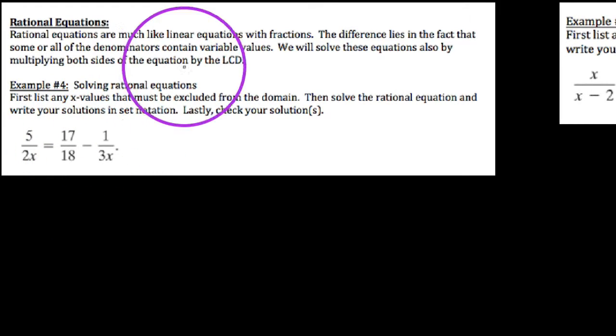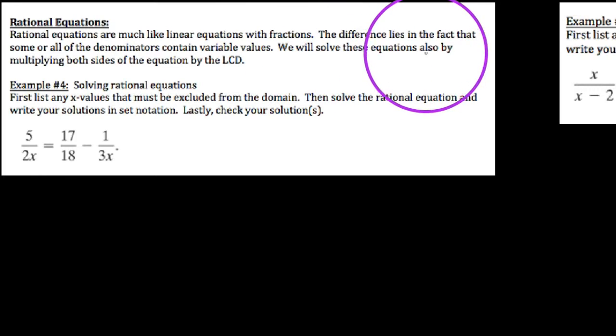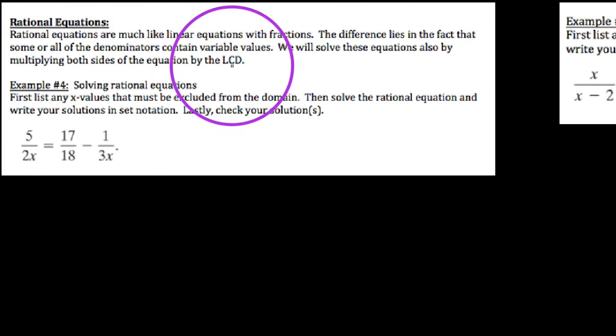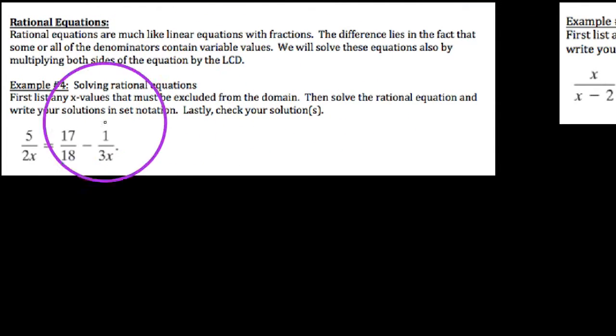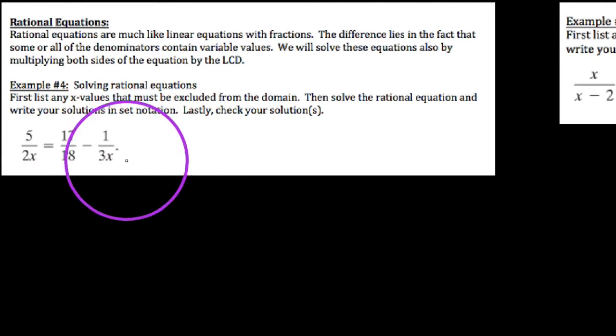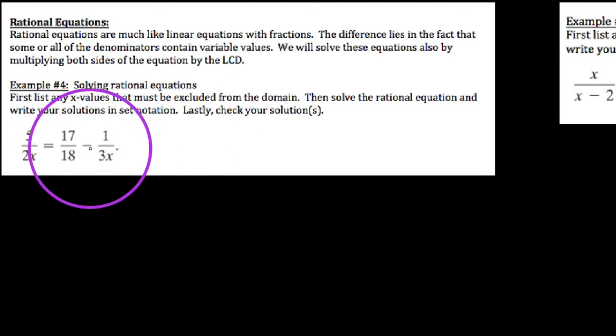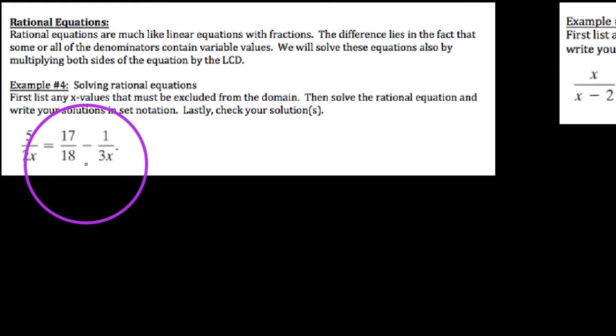So what we want to do is solve these, and as a matter of fact, we'll solve these equations also by multiplying both sides by the LCD, but the difference does lie in the fact that some or all of the denominators contain variables. So what I want to comment on first, before we start multiplying both sides by the LCD and solving, is this.